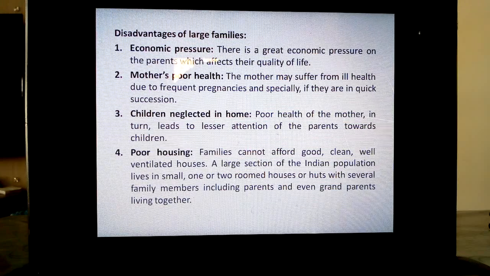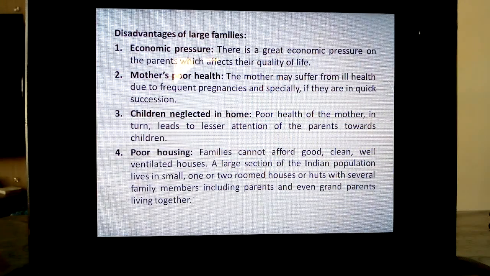Mother's poor health. The mother may suffer from ill health due to frequent pregnancies, especially if they are in quick succession. That means there is no gap between one child and the other. The first elder child is 1 year old, the second child is already in the womb, so how will the mother get proper nutrition? The previous child will suffer with marasmus or kwashiorkor, some malnutrition diseases, isn't it? So the mother's health also degrades. All this we should keep in mind.